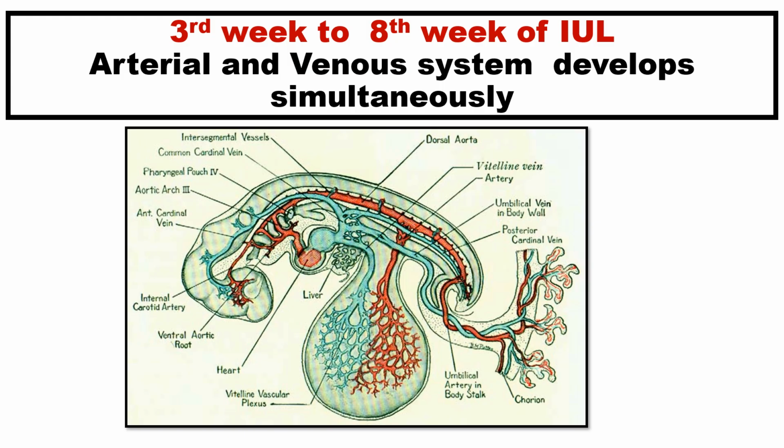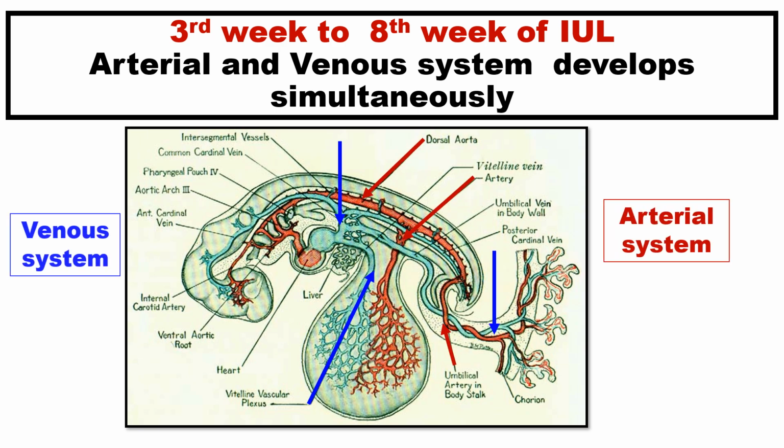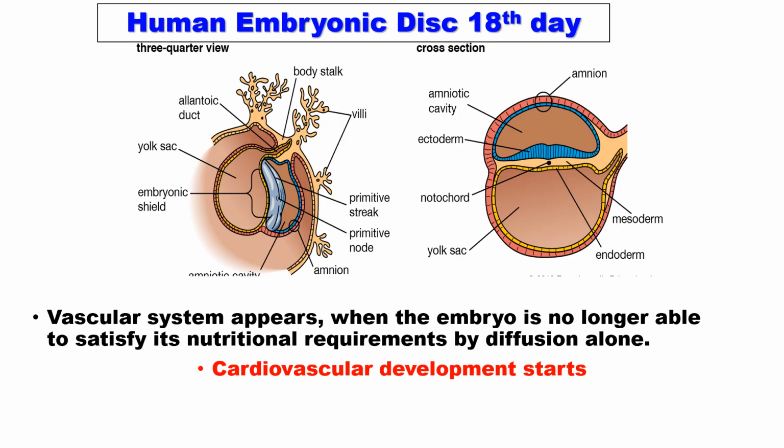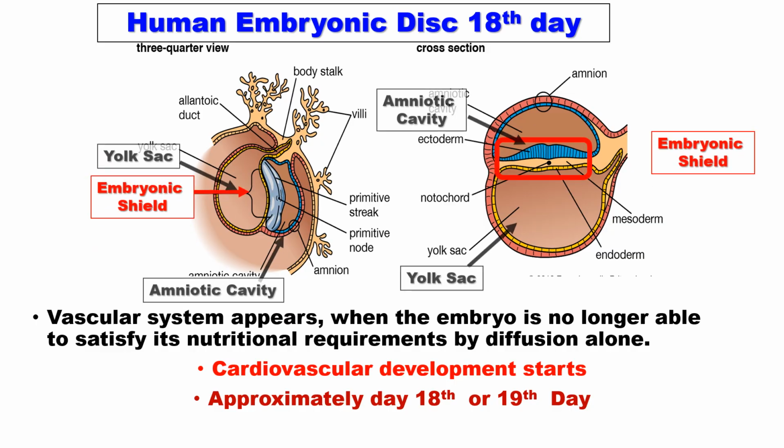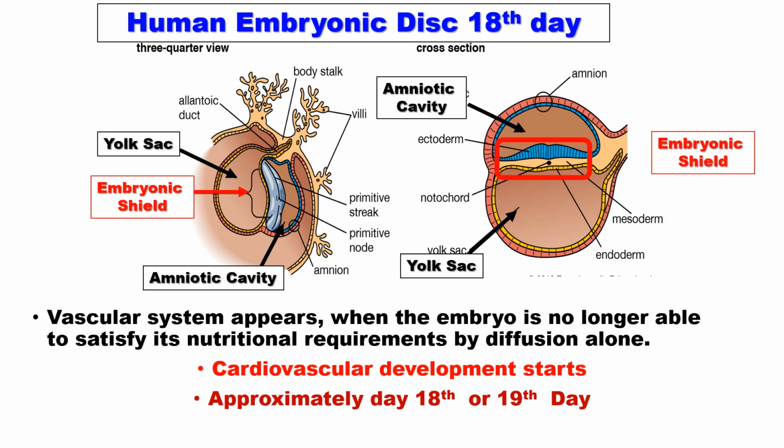During the 3rd to 8th week of intrauterine life, the arterial and venous systems develop simultaneously. In the human embryonic disc, the vascular system develops at approximately the 18th to 19th day, when the embryo is no longer able to satisfy its nutritional requirements by diffusion alone.